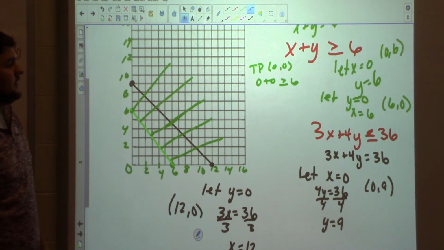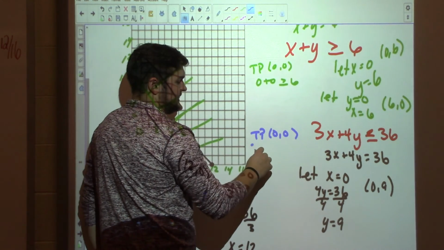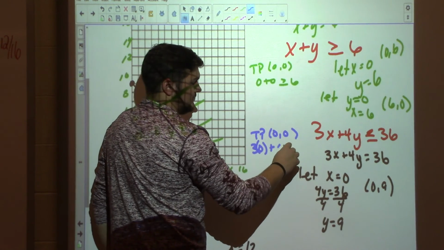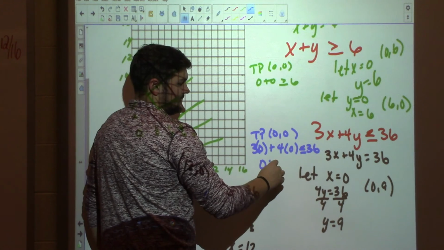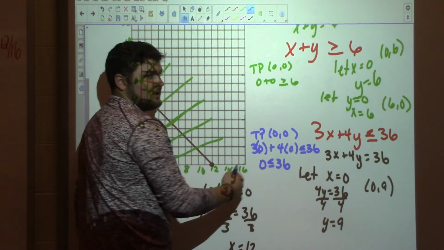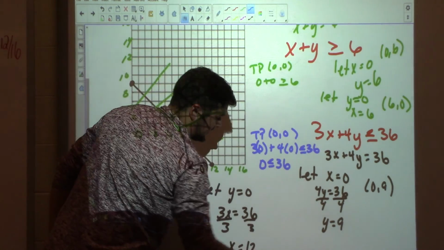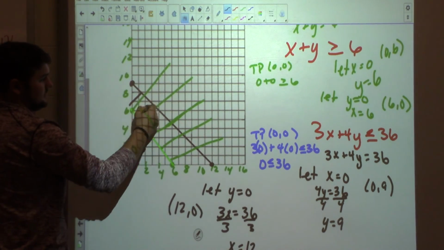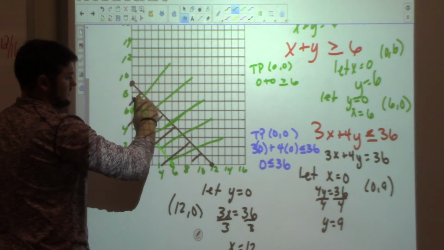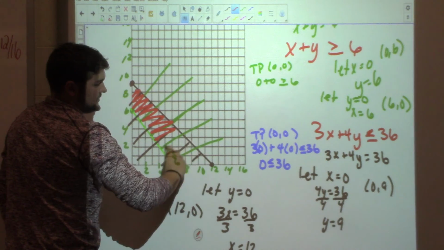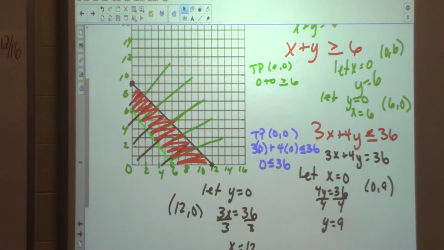Okay? Alright, second one, if I put a test point in. 0, 0, I get 3 times 0 plus 4 times 0 is less than or equal to 36. Is 0 less than or equal to 36? Yeah, so I'm going to shade my second line. I need to do it in black to be consistent. This way. So my double shaded region then is right in between the two lines. So any point in there will work.